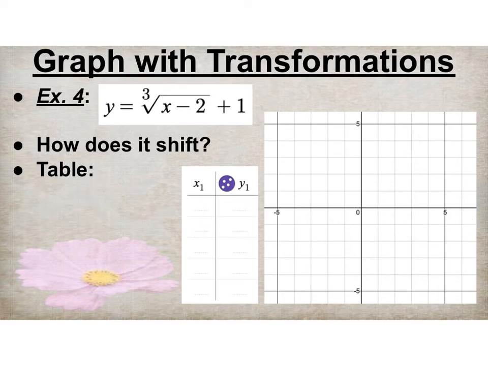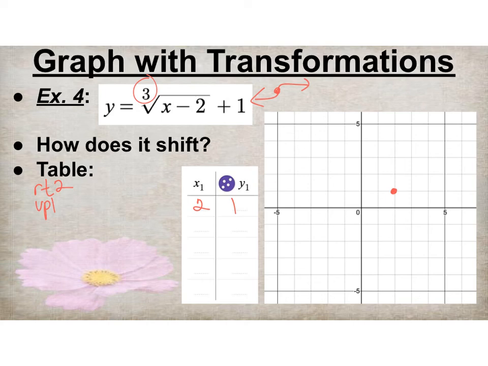Let's graph here y equals the cube root of x minus 2 plus 1. Notice this has a cube, so this has to be this sideways stretched out S shape. It's still that middle 0, 0 point that we are shifting. So how does it shift? Well, it's going to go to the right 2 and up 1. So from 0, 0, I'm going to go to the right 2, up 1, and that's my point, 2, 1.